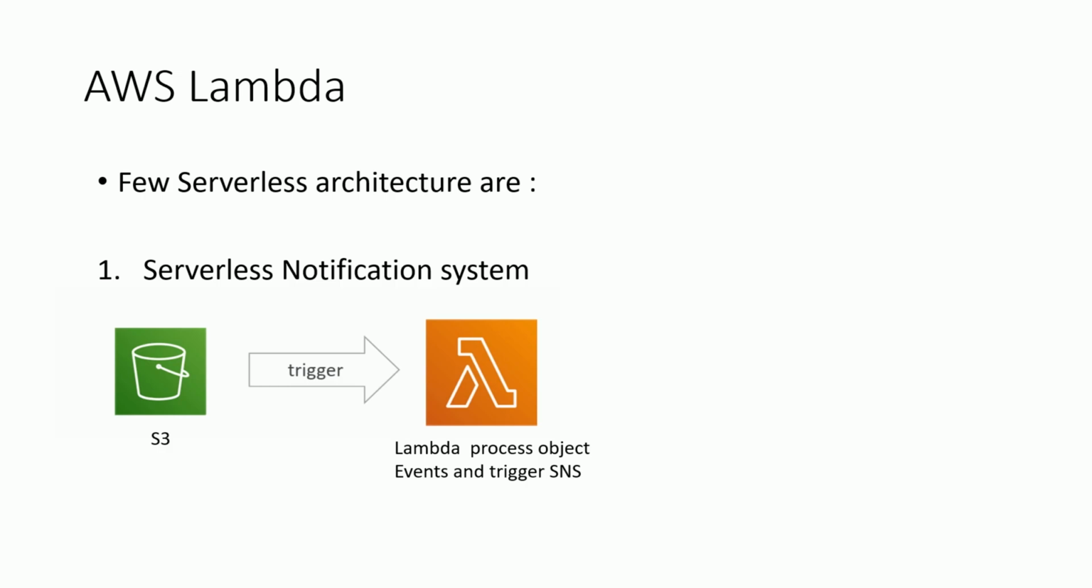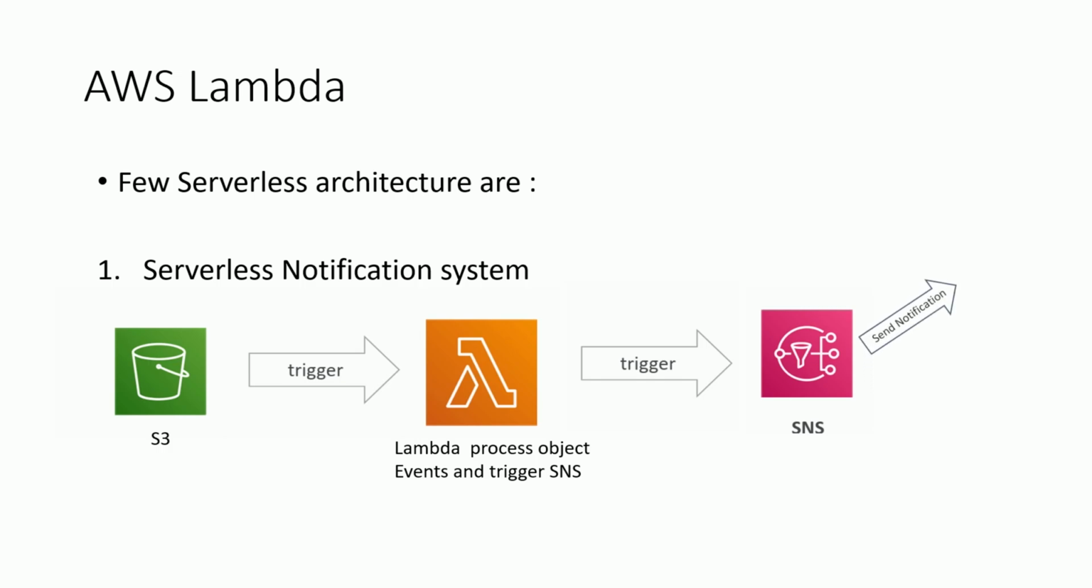Once this custom logic is processed by the Lambda, it will trigger SNS, a notification service. This SNS topic will take the information from the Lambda and send a notification to the users: someone created a file in the S3 bucket with this name and this record length.